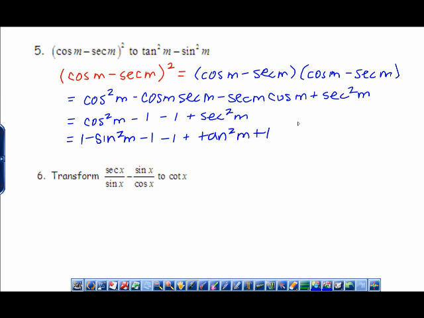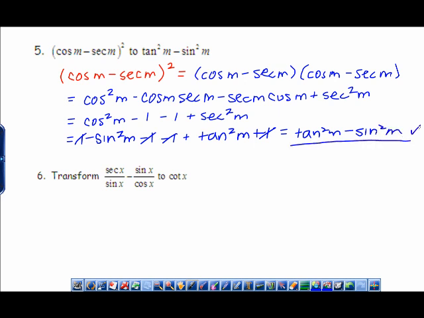Now if you notice, I have a positive 1, a negative 1, a negative 1, and a positive 1. Those are all going to go to 0. And I have what I want in my answer, a negative sine squared m plus tangent squared m. That's the same as tangent squared m minus sine squared m. And there we go, we proved it.